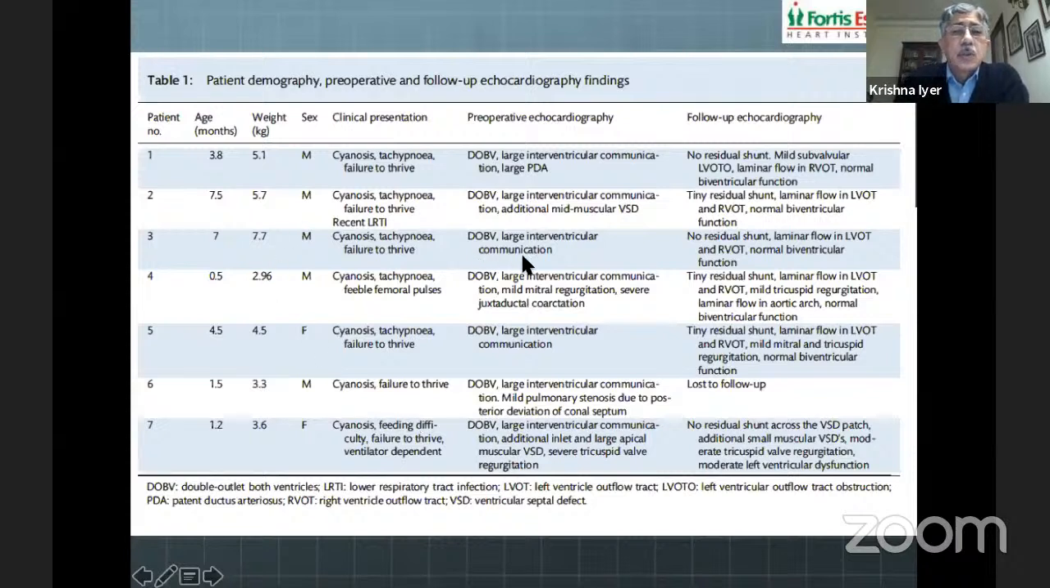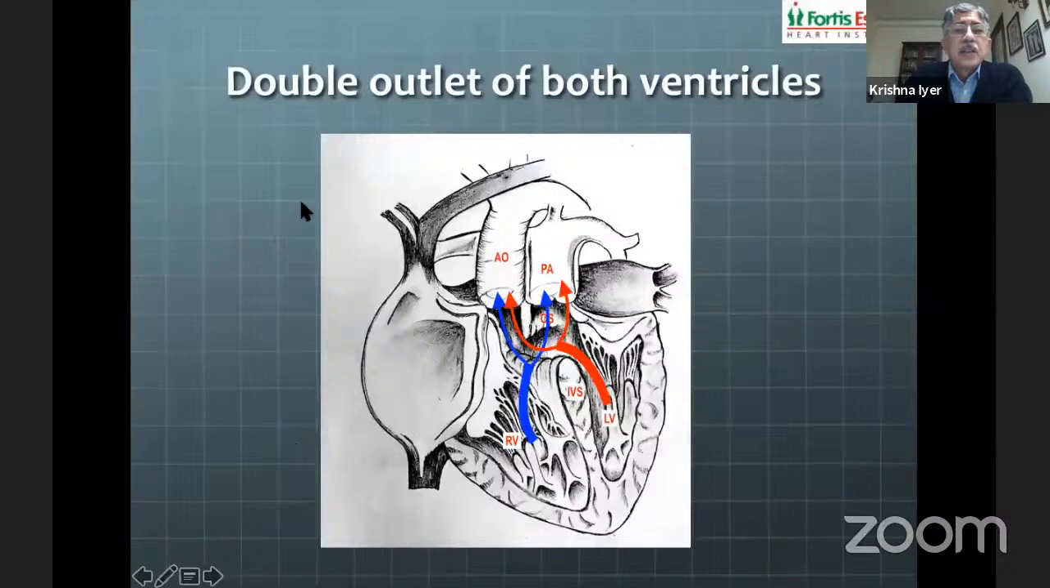A couple of them actually presented in the neonatal period because of associated lesions. One had a coarctation of the aorta, and the second one had multiple ventricular septal defects with additional dysplastic tricuspid valve causing tricuspid regurgitation. So 2 of these 6 who underwent surgery were actually operated upon in the neonatal period. So what exactly is the underlying pathology in this? This is a cartoon which sort of depicts what exactly we find both on echocardiography and at surgery.